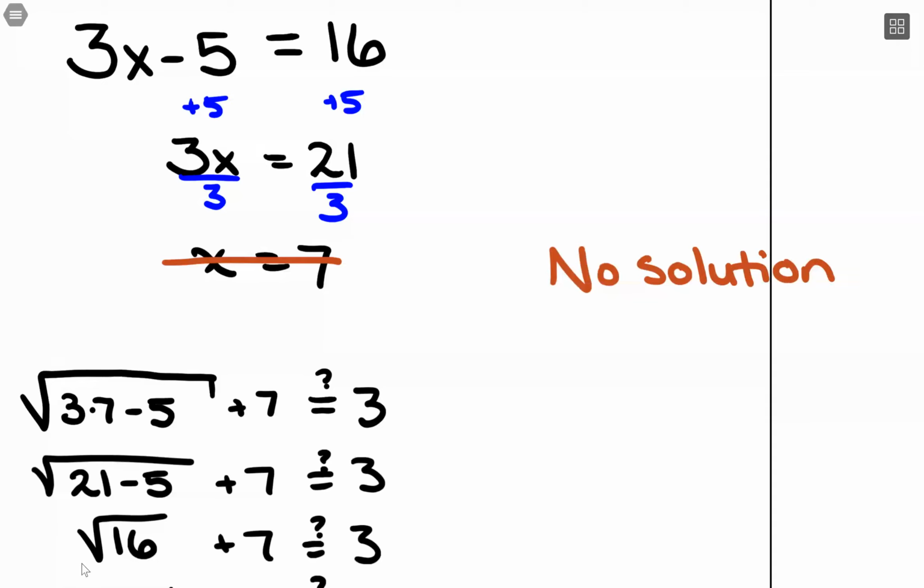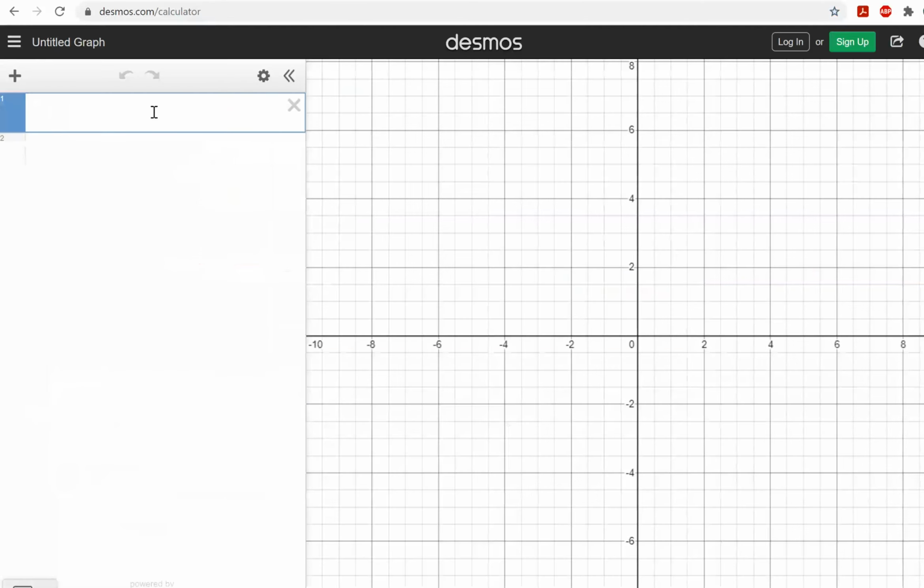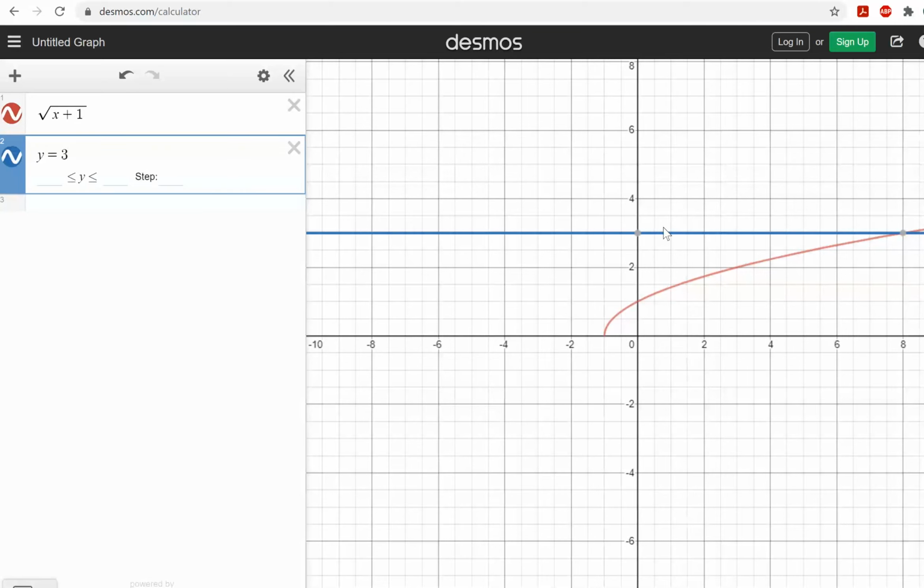So let me show you what's happening graphically with these, because in terms of solving equations, it does come down to looking at two graphs and where they're intersecting with each other. So like for our first example, that square root of x plus 1 equals 3, what I could do is graph the square root of x plus 1, and I could graph the horizontal line y equals 3. And what I'm interested in is where they are equal to each other. And there we can see our x equals 8.